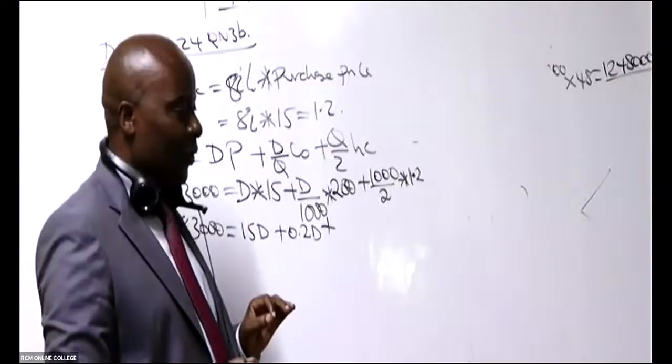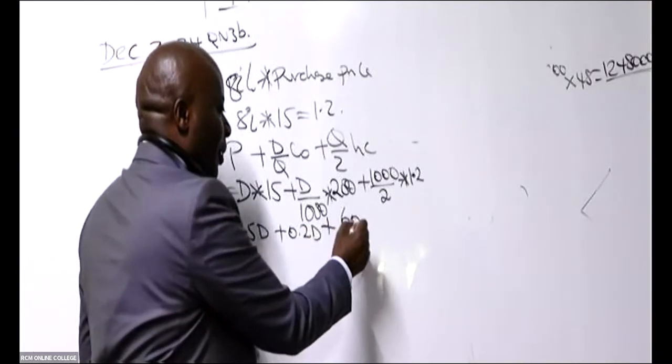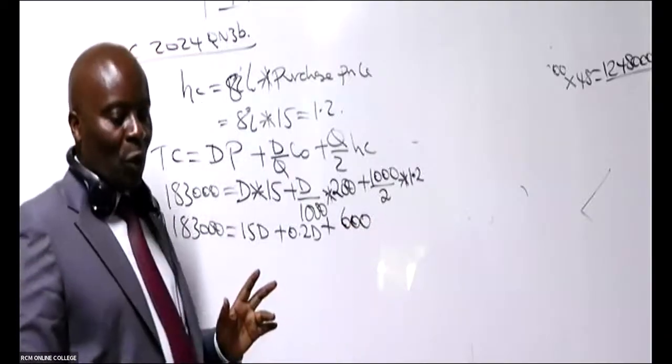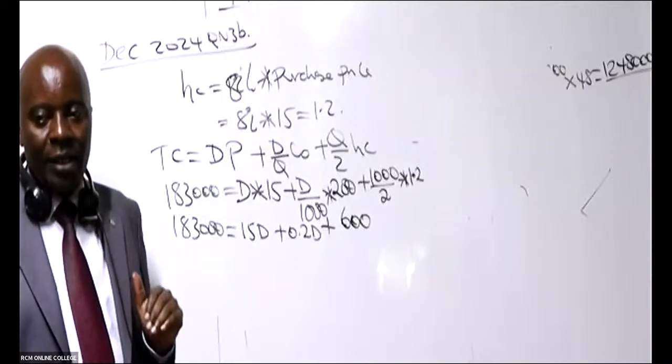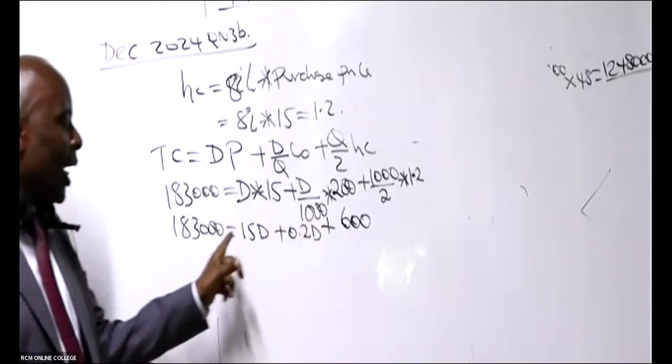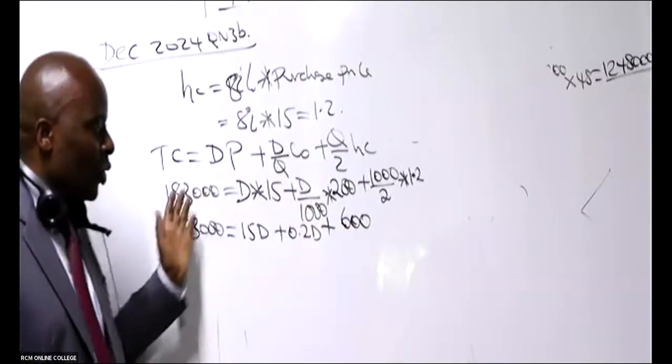Tina gives me 600 bob. Is that okay? So from there, what do we do? We shall put like terms together. These 600 and this are constants, so in this case you put those like terms together.